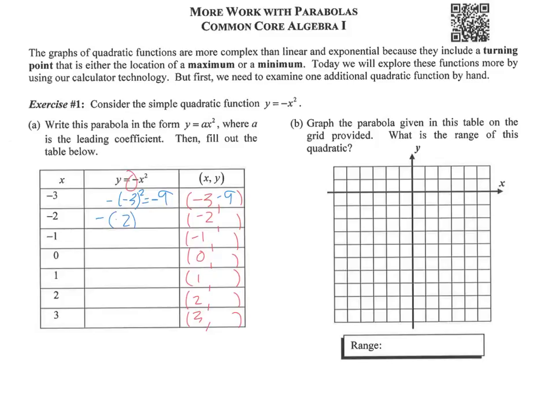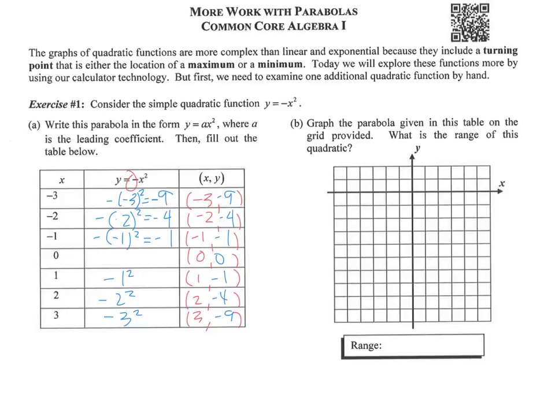Negative 2 squared is going to be negative 4. Negative 1 squared is going to be negative 1. 0 squared is 0. Negative 1 squared is negative 1. Negative 2 squared is negative 4. And negative 3 squared is negative 9. So you'll notice that we have the symmetry that we talked about in the last lesson. So now we're going to plot those points.